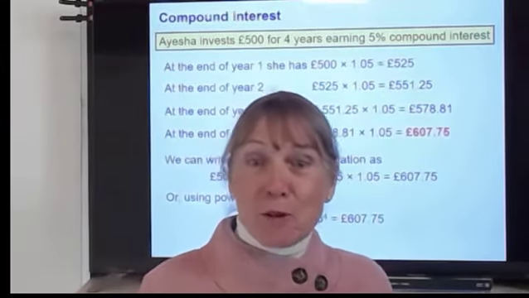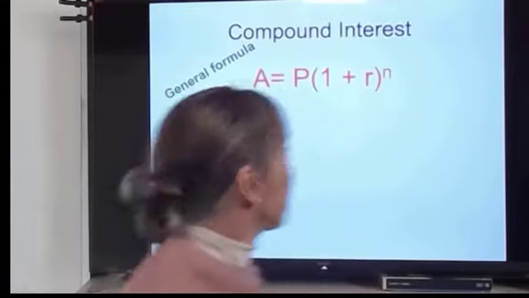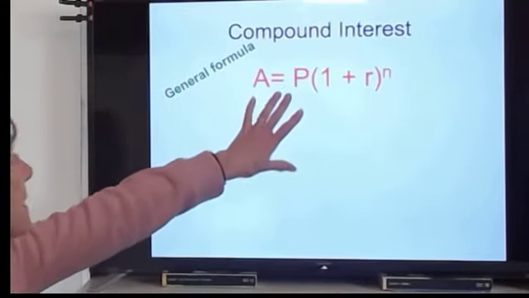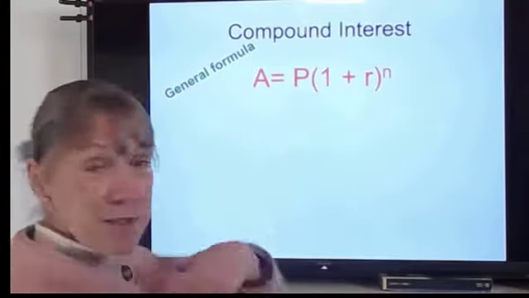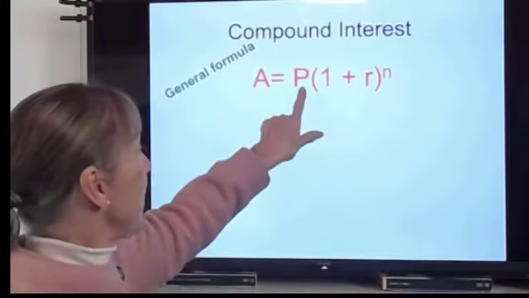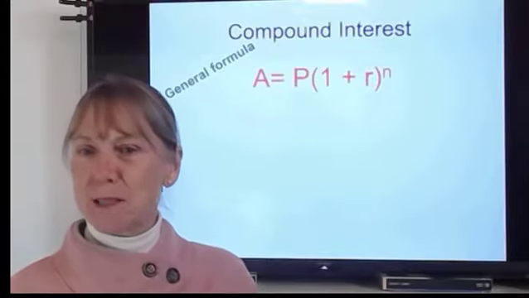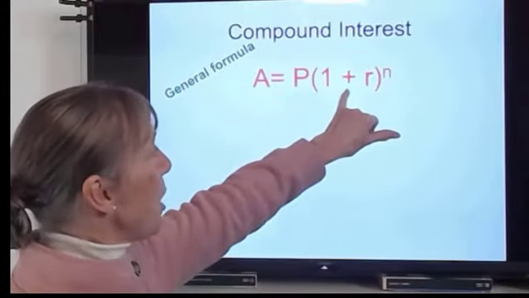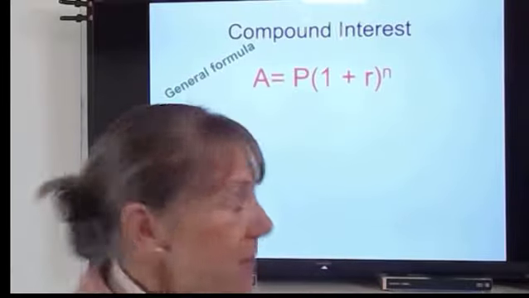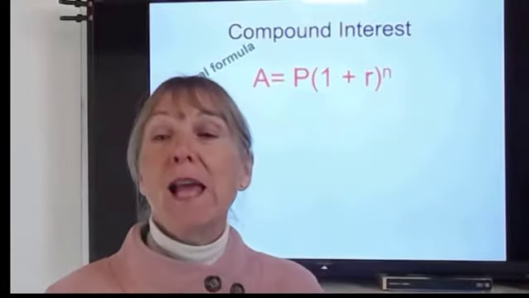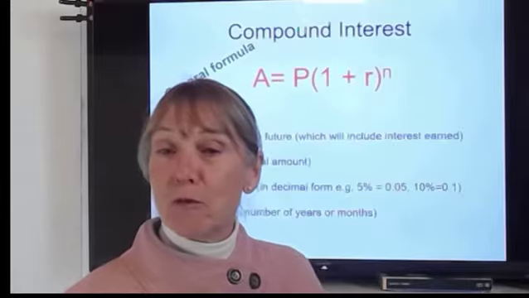So now we're ready for the big formula, and here it is. Compound interest. You learned this at school. Let's just remind ourselves. The amount at any point will be the original amount, the principal amount, times 1 plus r, where r represents the interest rate, all raised to the power of n, which is the number of years or the number of periods.